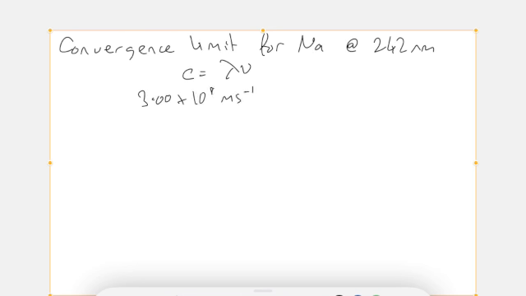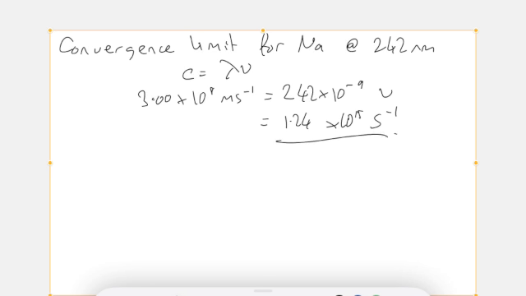We're going to use c = λν. c is the speed of light. We're given lambda in the question, but again, this is going to be in nanometers. We want this to be in meters because the speed of light is in meters per second. That's going to give us the frequency, an answer of 1.24 × 10^15 per second, otherwise known as hertz.